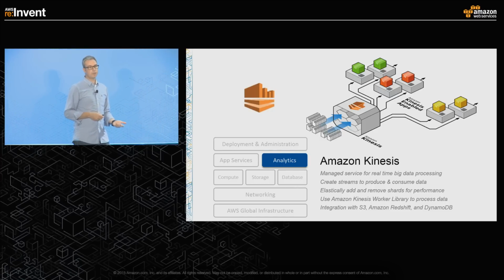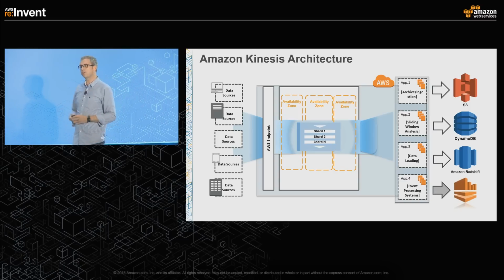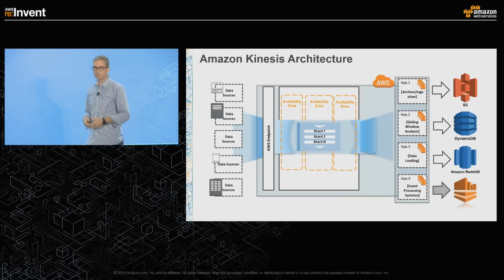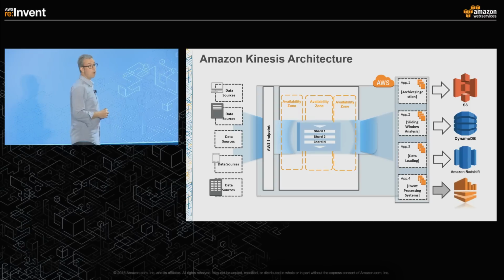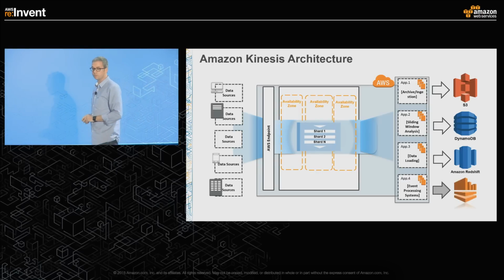Kinesis gives us that streaming capability to also build real-time analytics systems. And the storage is extremely durable. In a similar way to S3, the shards within Kinesis are implemented across multiple availability zones. They give us very high durability, and we can have as many consumers of that data as we require. So the archive and ingestion sort of use case that Kinesis Firehose enables can be complemented with things like sliding window analysis using Spark streaming, automatically loading data into our enterprise data warehouse in the form of Redshift, and also building sophisticated event processing systems.